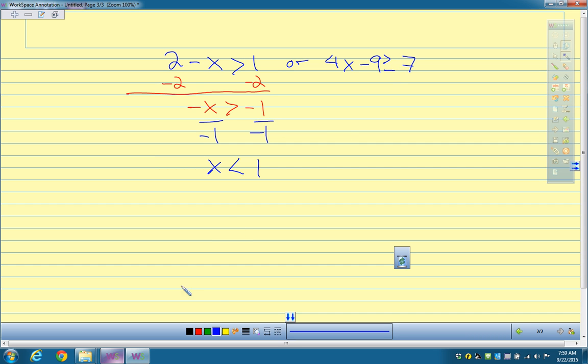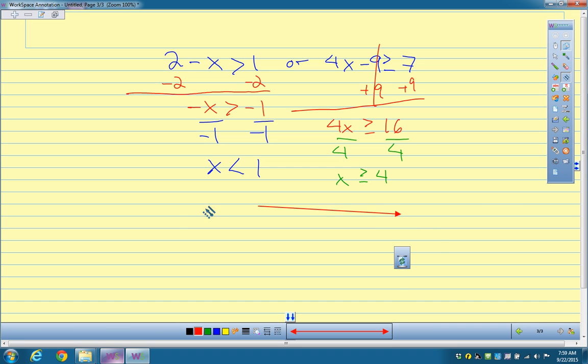Now let's go to this one. Who can tell me how to solve that? Ian, you want to tell me? Add 9, add 9. And for x, that goes away, is greater than or equal to 16. Then what? Divide each side by 4. Okay? X is greater than or equal to 4. And then you have to figure out how this thing looks when I graph it.